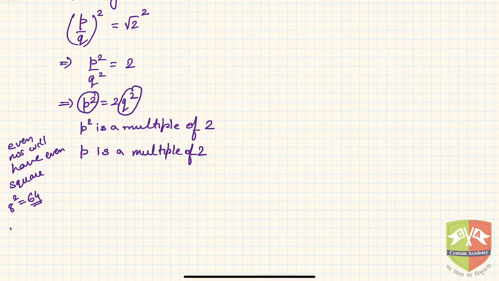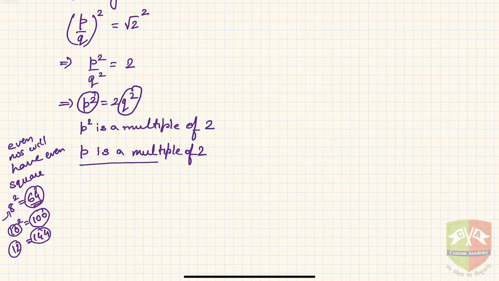Another example, let us say 10. If you square it, you'll get 100, which is an even number. Let us say 12 is 144, which is also an even number. So hence, if you square root 64, you'll get 8. If you square root 100, you'll get 10. If you square root 144, you'll get 12. That means if p squared is a multiple of 2, p is also a multiple of 2.